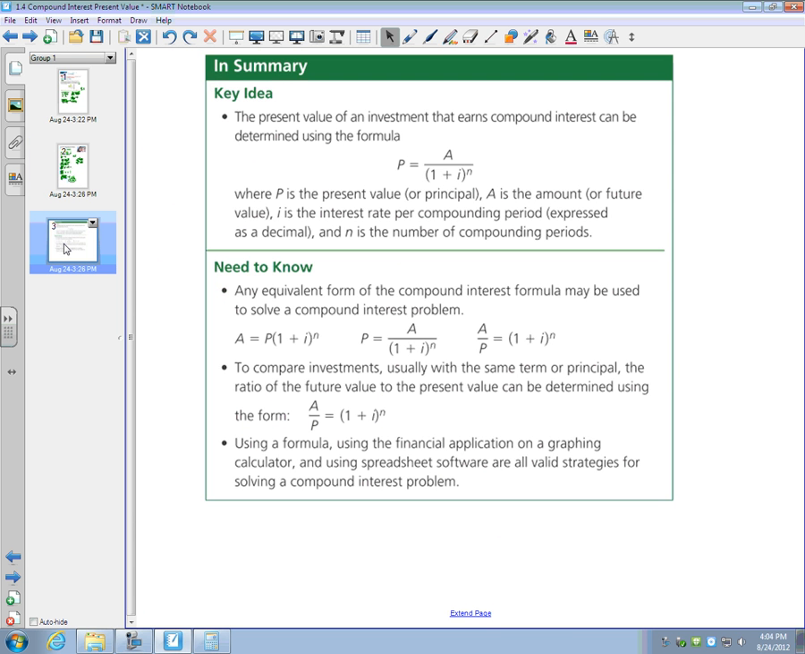Here's the formula that has been solved for P. Here we have all different forms of the formula. This is something we didn't look at, but they will ask you to compare investments, usually with the same term or principal. The ratio of the future value to the present value is sometimes used.